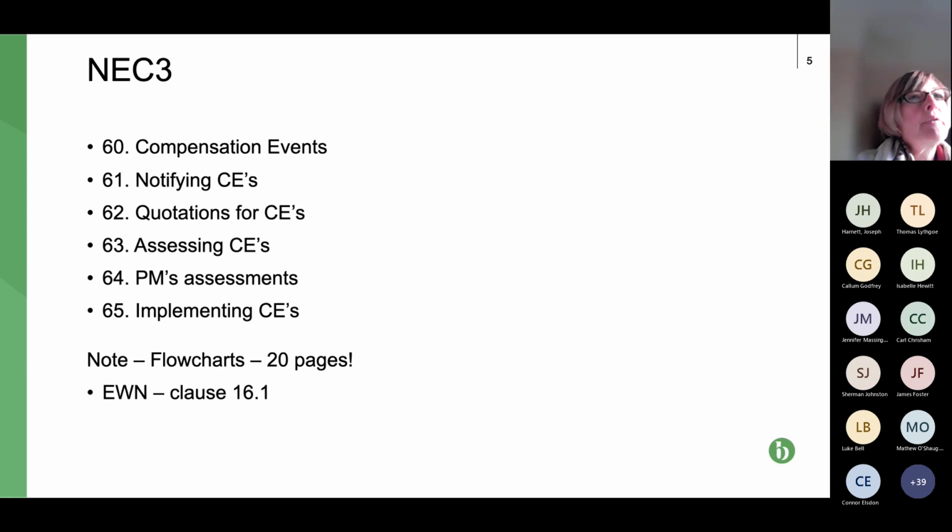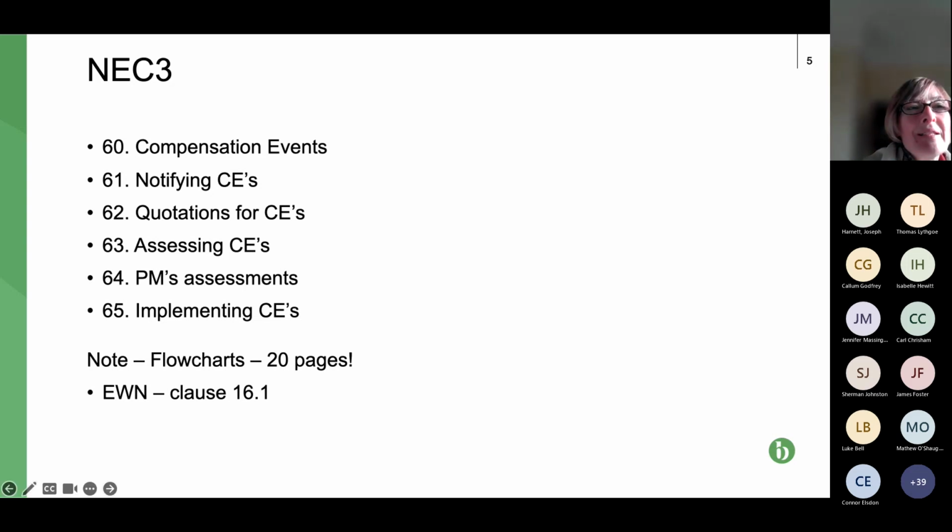61, notifying. So this very much follows our agenda, notifying a CE, who does it, time limits, etc. 62, submitting a quotation. 63, PM assessments generally. 64, project manager making the assessment, and finally 65, implementing the CEs. Now, the guidance notes have various flowcharts in them, and this whole process consists of 20 pages of flowcharts. So I've tried to simplify that.